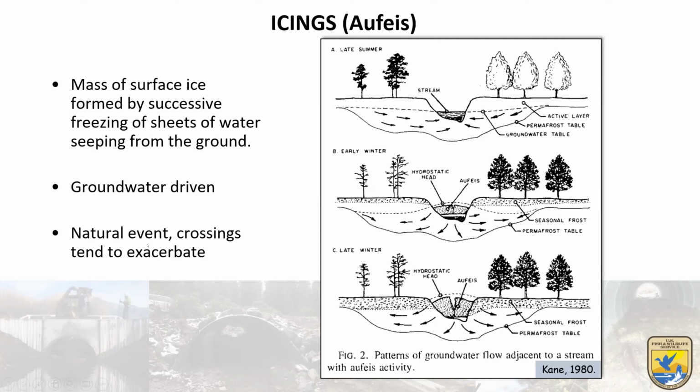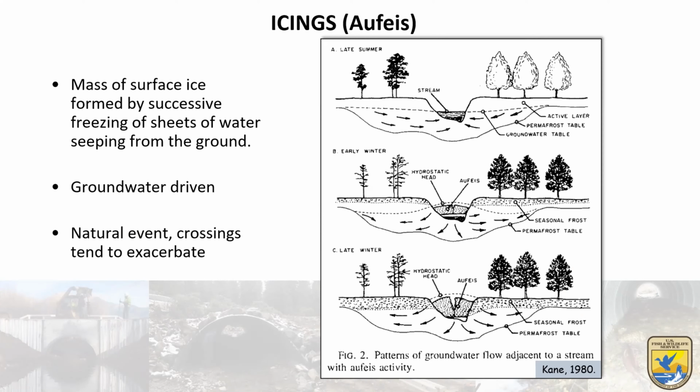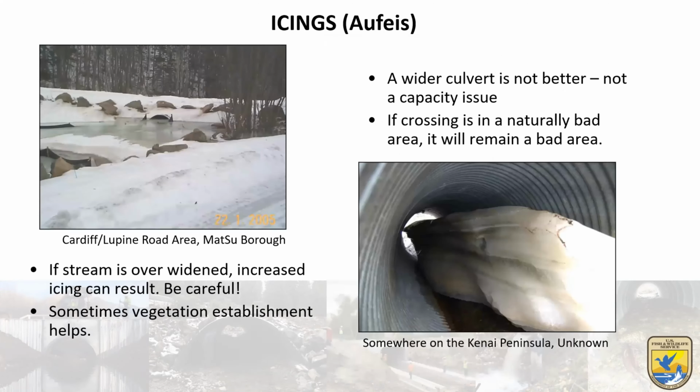So what do we do if we got these issues? I mean, we have issues like this all over the state, aufeis. And sometimes, the recommendation is just to avoid these really bad-ish places, but with roads, that's not always the case. So what can you do? If it's over widened, you can bring it back to your dimension, plan form. But you might still get icing, because your vegetation hasn't been established yet.